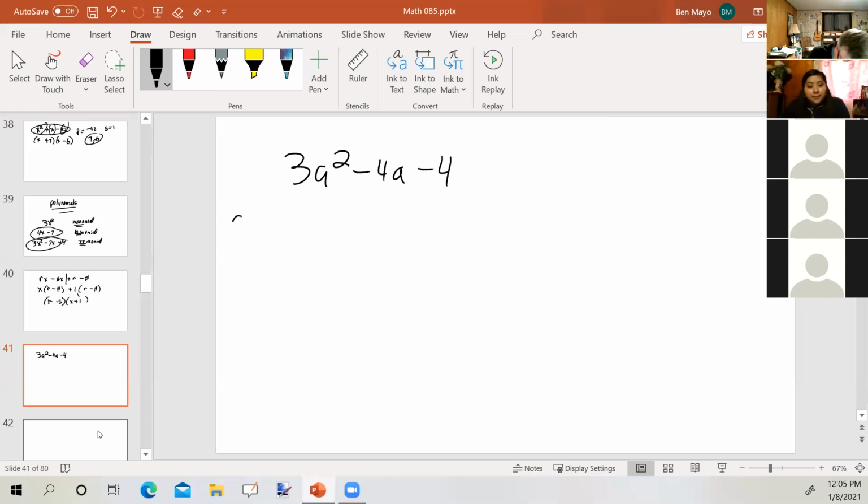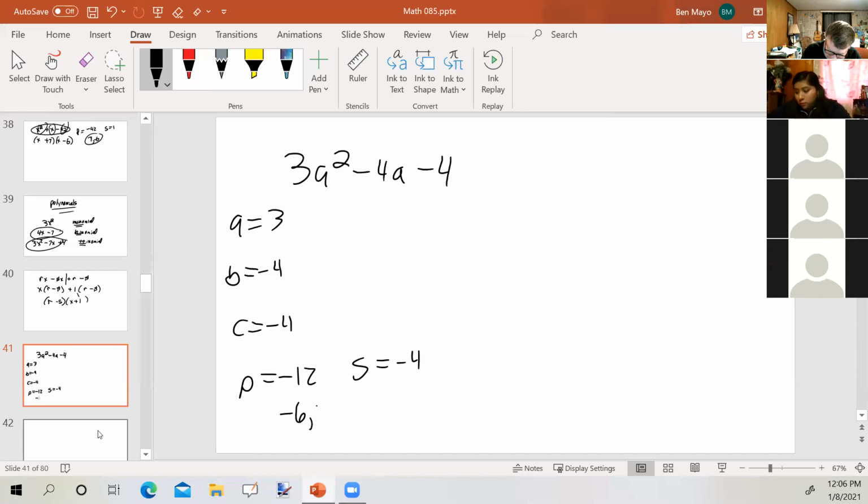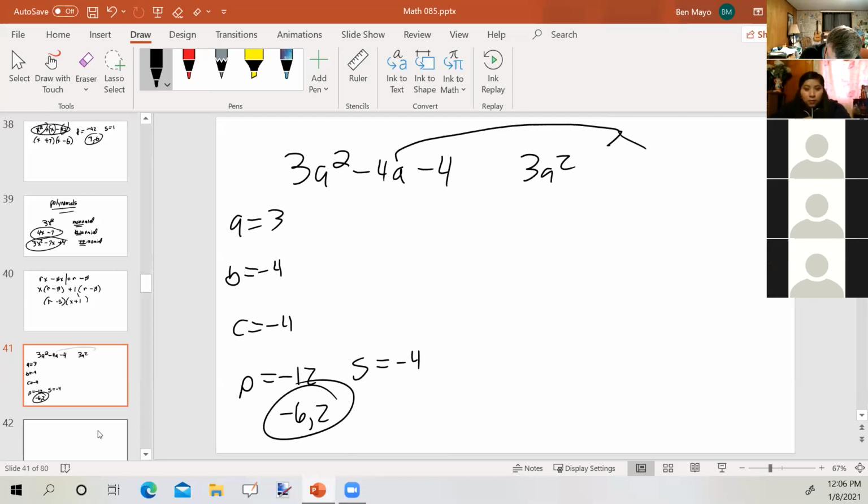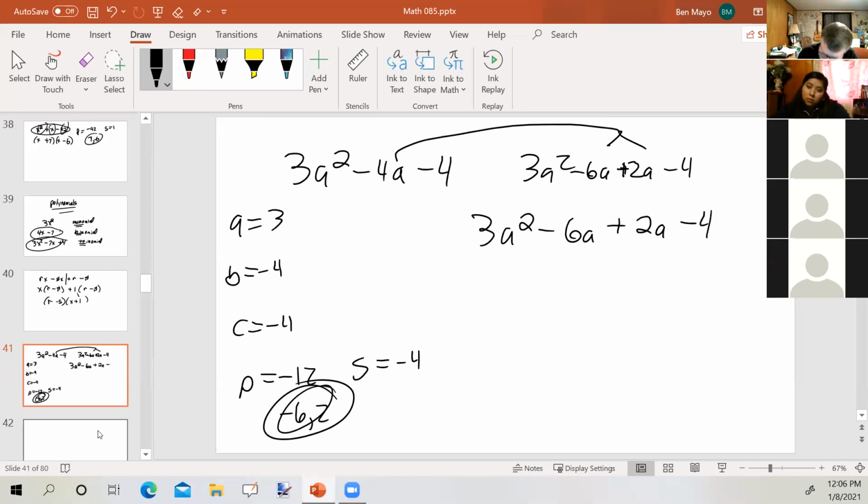Grouping? Okay. So a is 3, b is negative 4, and c is negative 4. The product is a times c, so negative 12. The sum is b, which is negative 4. How about negative 6 and 2? So there's the two numbers whose product is negative 12 and whose sum is negative 4. Using the grouping method, recall, we're going to split this middle term into two terms, negative 6a and plus 2a, whose coefficients are these two numbers. So we've got, let me recopy that, 3a squared minus 6a plus 2a minus 4.